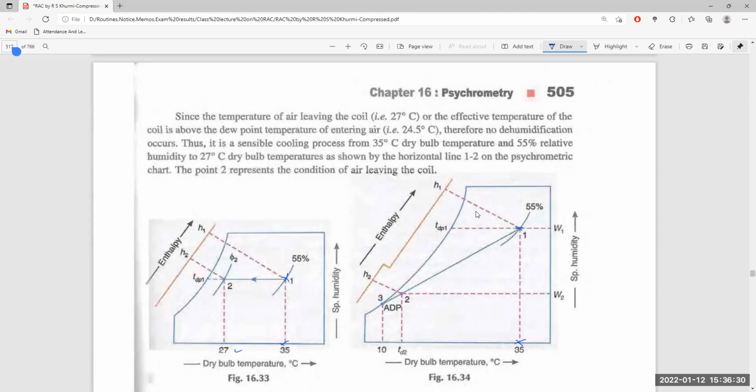Thus, it is a sensible cooling process from 35 degrees dry bulb temperature and 55% relative humidity to 27 degrees dry bulb temperature, as shown by the line 1-2 on the psychrometric chart. Point 2 represents the condition of the air leaving the coil, which is higher than the dew point temperature. As a result, there should not be any dehumidification.